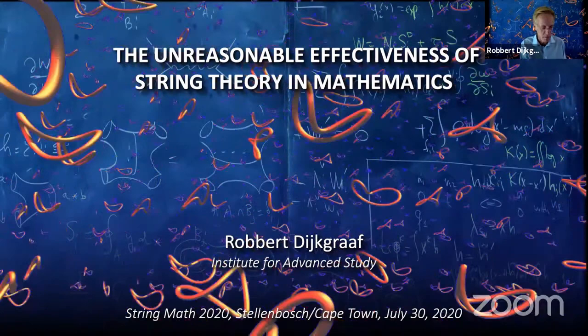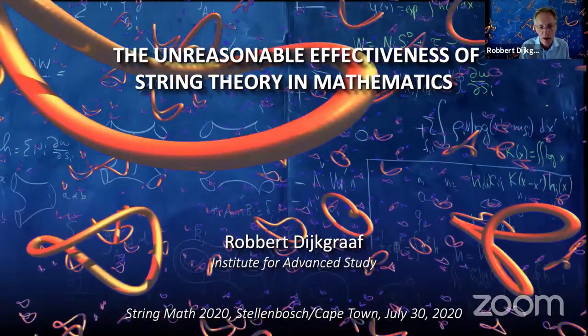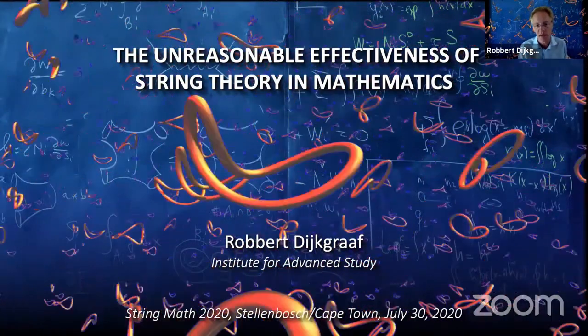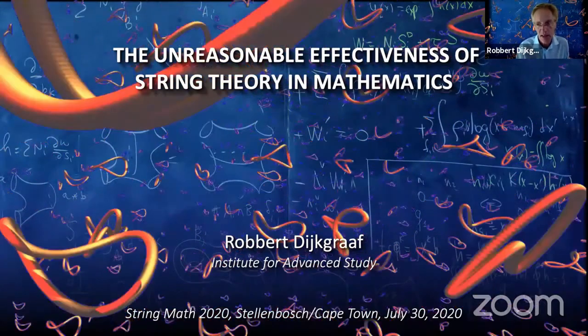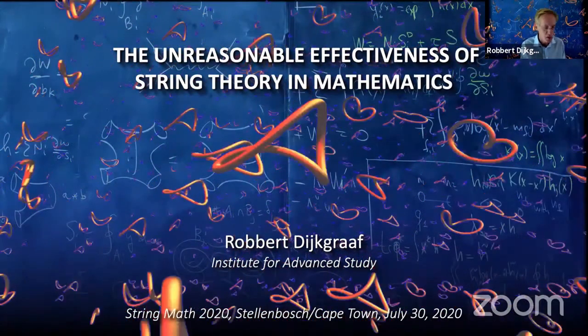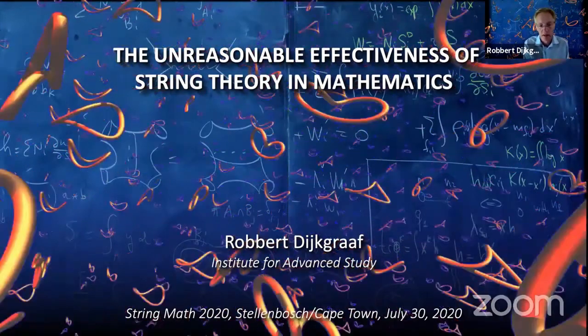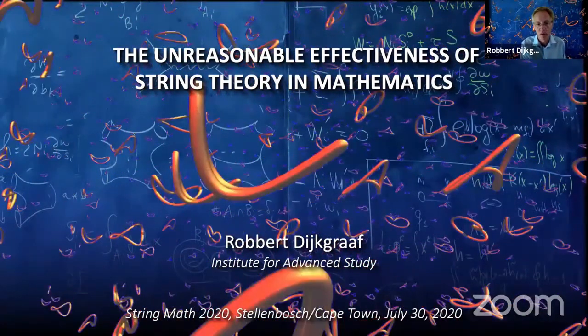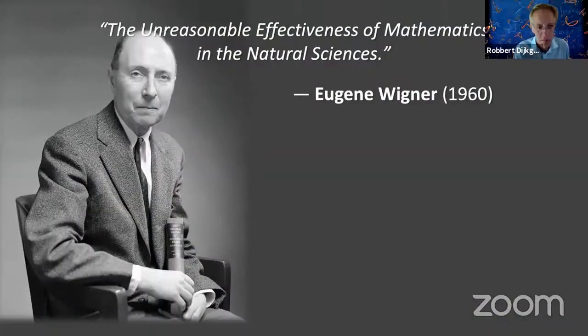So I'm going to talk quite freely about the interaction between physics and mathematics, but with a particular relation to string theory. And I chose as a title a small variation on one of the most famous titles in mathematical physics, the title of an essay Eugene Wigner wrote in 1960, The Unreasonable Effectiveness of Mathematics in the Natural Sciences. Many of you might know the title, but I would really recommend also reading the article. It actually starts in a very interesting way.